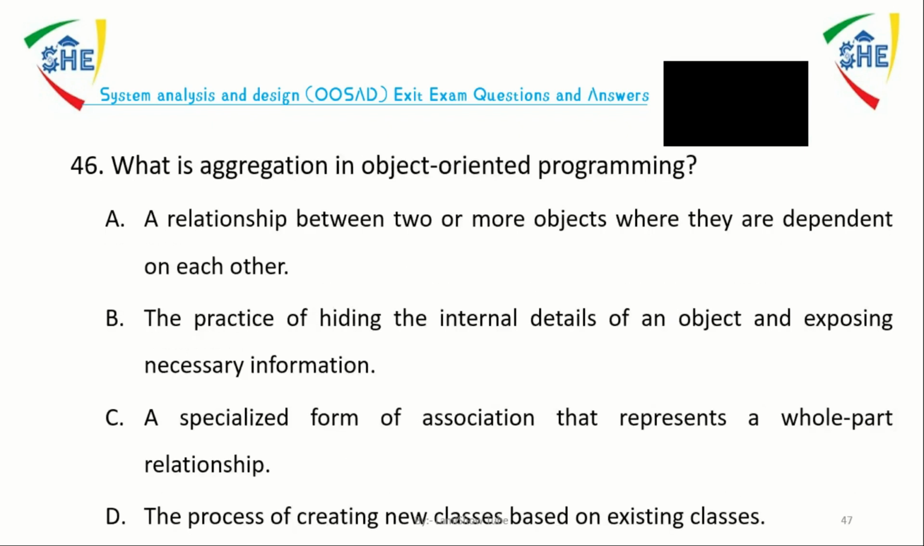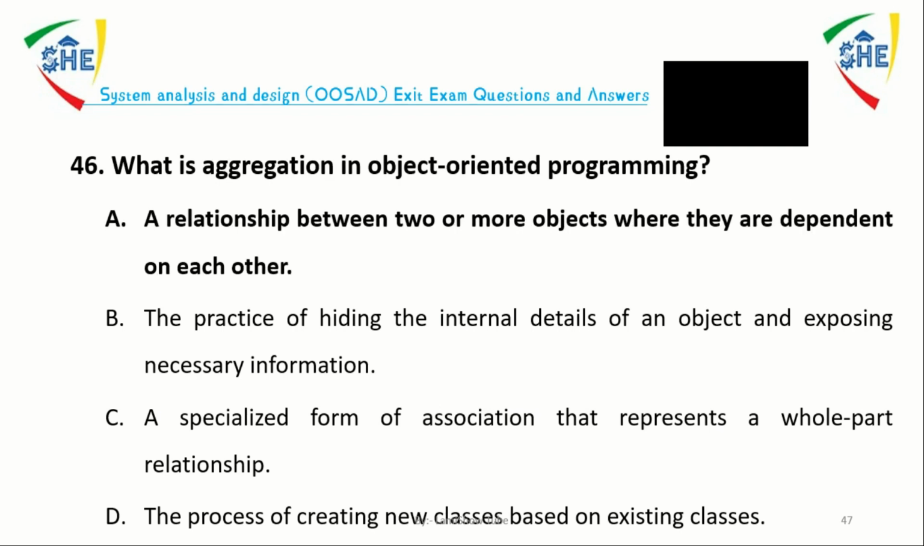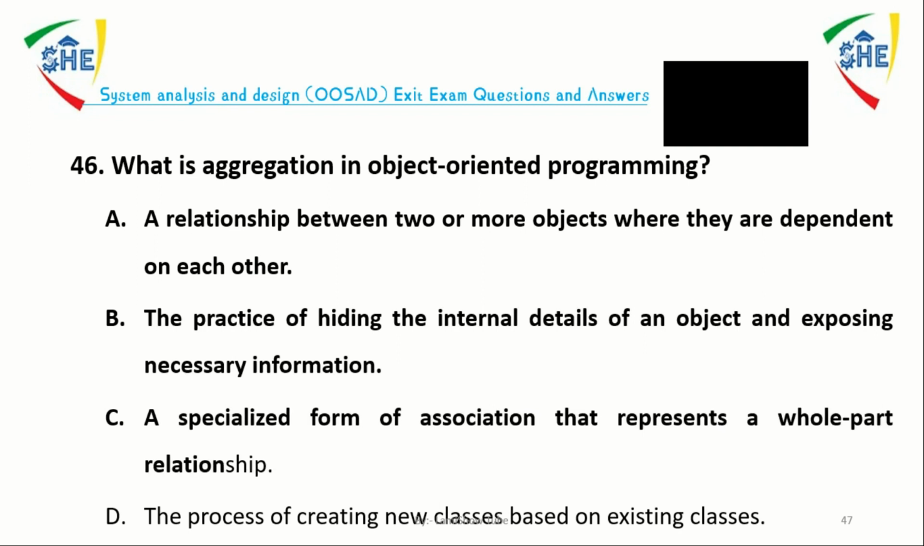Question number 46. What is aggregation in object-oriented programming? A. A relationship between two or more objects where they are dependent on each other. B. The practice of hiding the internal details of an object and exposing necessary information. C. The specialized form of association that represents the whole-part relationship. D. The process of creating a new class based on existing classes.